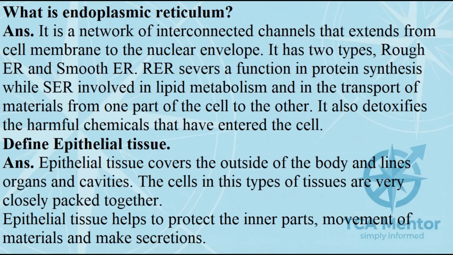Define epithelial tissue. ANS. Epithelial tissue covers the outside of the body and lines organs and cavities. The cells in this types of tissues are very closely packed together. Epithelial tissue helps to protect the inner parts, movement of materials, and make secretions.